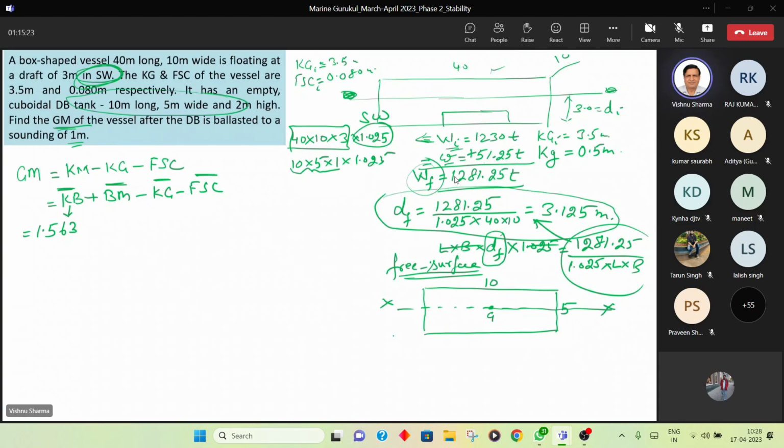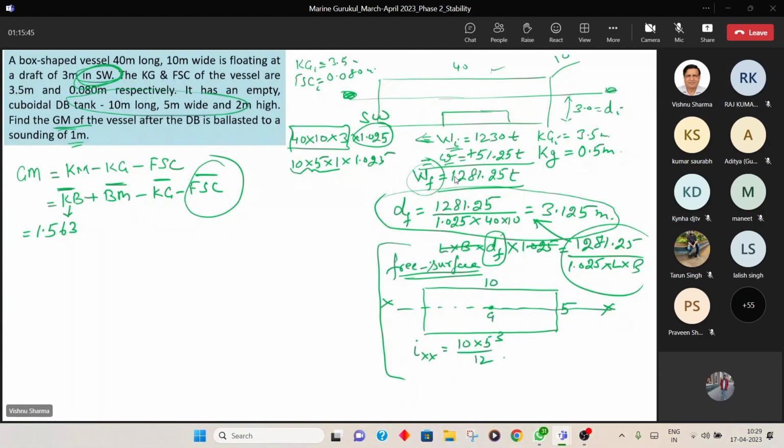My mistake, I'm sorry. We are now calculating the FSC part. Never mind, let's continue. What will be IXX, guys? 10 into 5 cube upon 12.